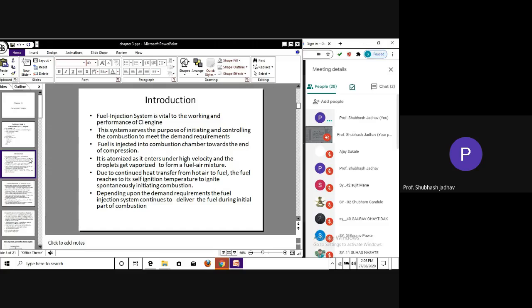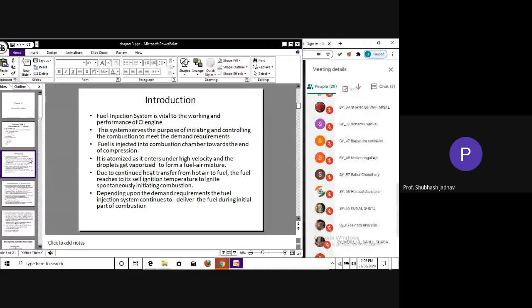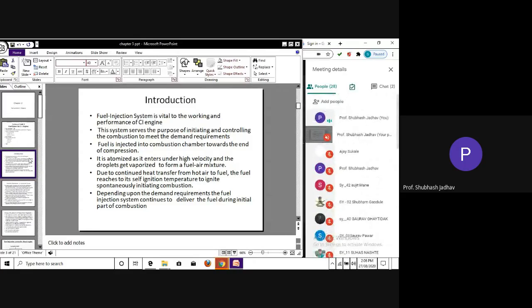And since we are preparing the mixture inside the CI engine, the fuel introduction system or fuel system of a CI engine is obviously different from that of an SI engine. And that is where we need to understand what the difference is, how it is working, what the types are, and so on.